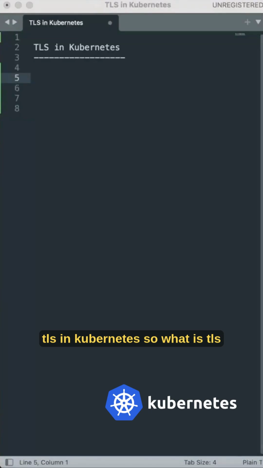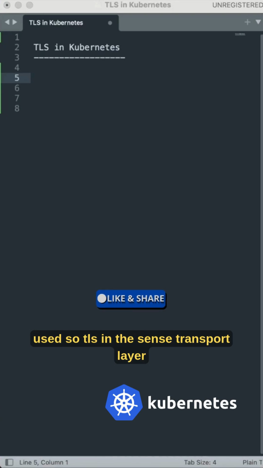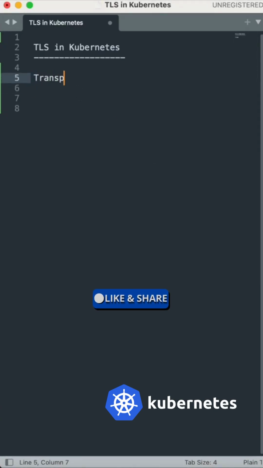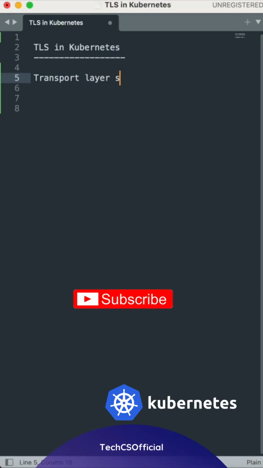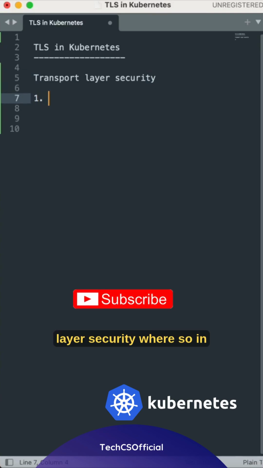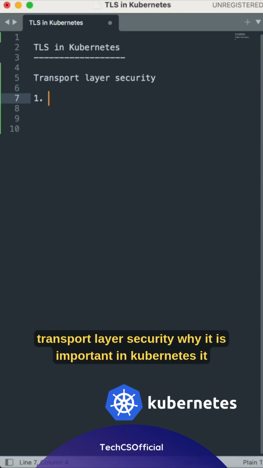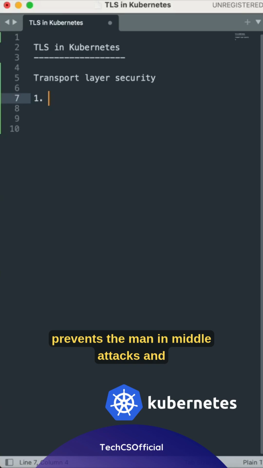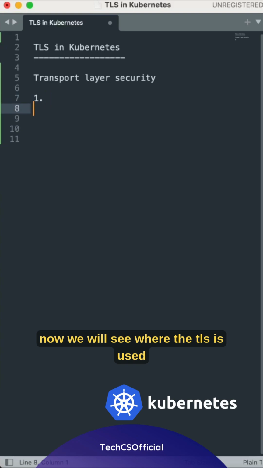TLS in Kubernetes. What is TLS in Kubernetes, why is it important, and where is it used? TLS stands for Transport Layer Security. Why is it important in Kubernetes? It prevents man-in-the-middle attacks and ensures that only trusted parties can communicate, securing sensitive data while it is being transmitted. Now we will see where TLS is used.